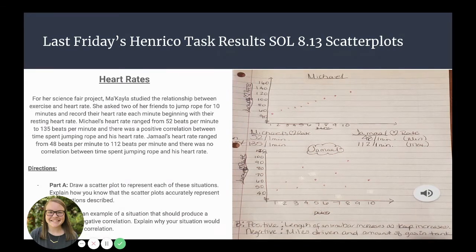And for negative, it could be something like as you increase the number of miles that you drive, you have a lesser amount of gas in your gas tank. So something similar to those, and it doesn't have to be those exact ones, would be perfect answers for examples of situations that would produce positive or negative correlations.